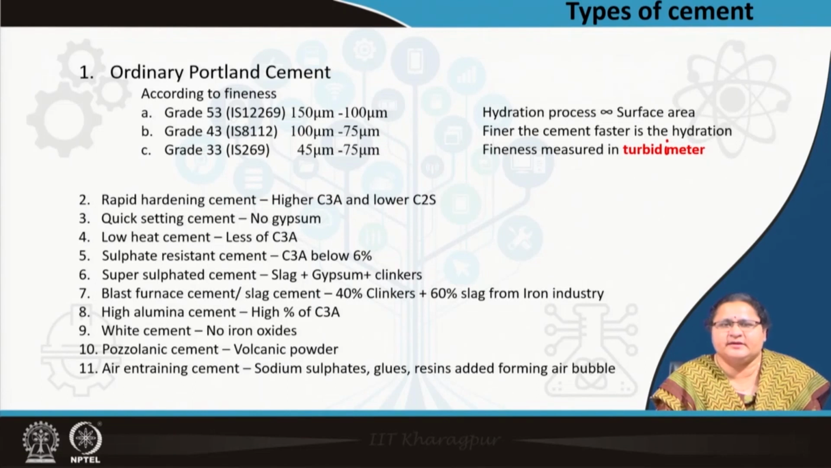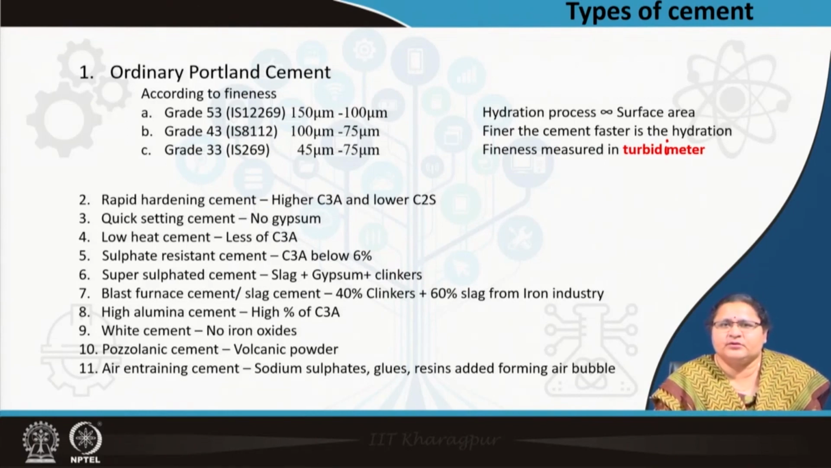Sulfate resistant cement, its C3A should be below 6%. Super sulfated cement has slag, gypsum and clinkers all together almost equal in amount. Blast furnace cement or slag cement is 40% clinkers and 60% slag from the iron industry. High alumina cement will have a high percentage of C3A, and automatically the other percentages will change.